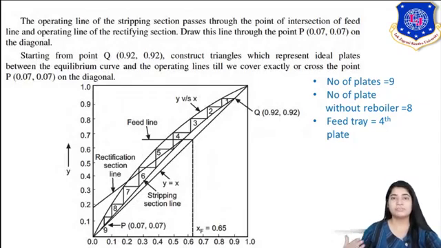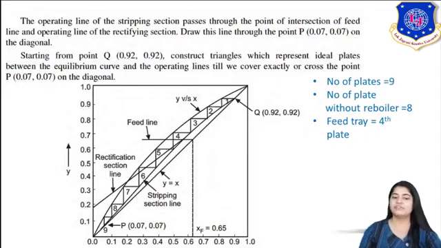Now recall the McCabe-Thiele method. From point Q, draw a horizontal to the equilibrium curve, then drop the vertical till it touches the operating line of the rectifying section. So start from point Q and construct triangles which represent ideal plates between the equilibrium curve and the operating line, until we cover or cross the point P, that is 0.07 on the diagonal. Try to understand it: you start constructing your triangles from point Q and continue till you reach the residue composition, point P, XW.